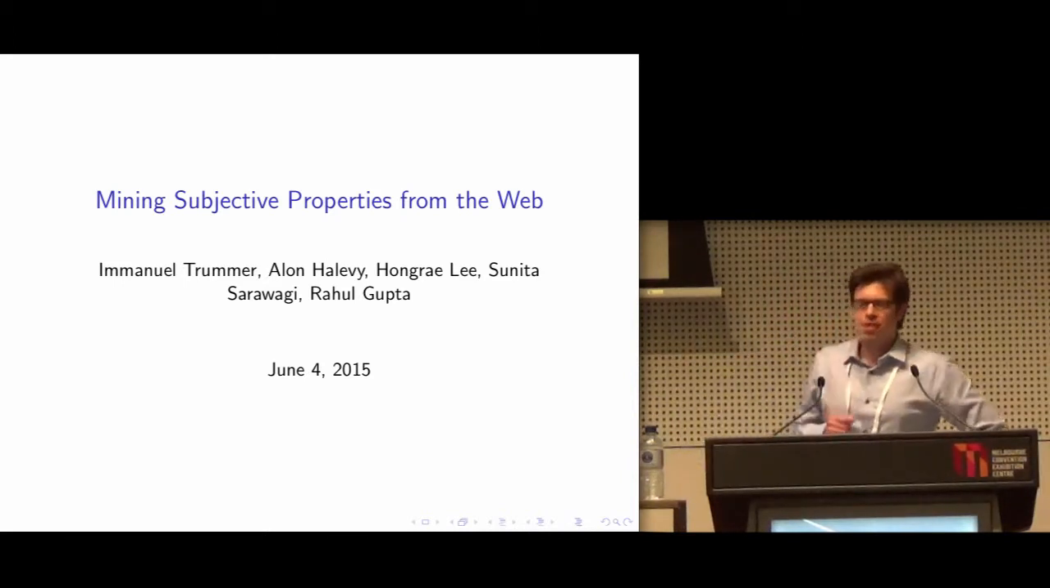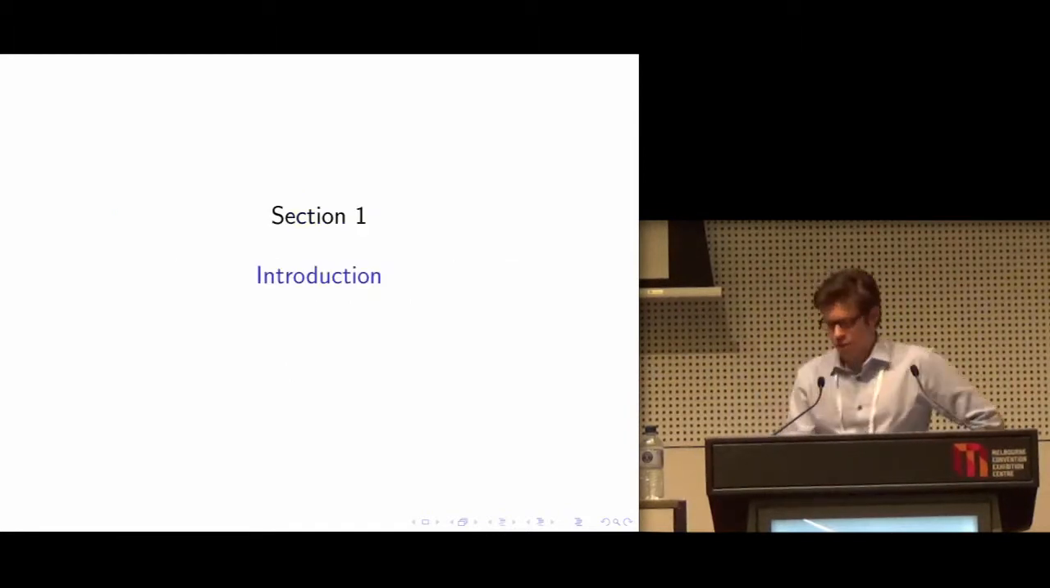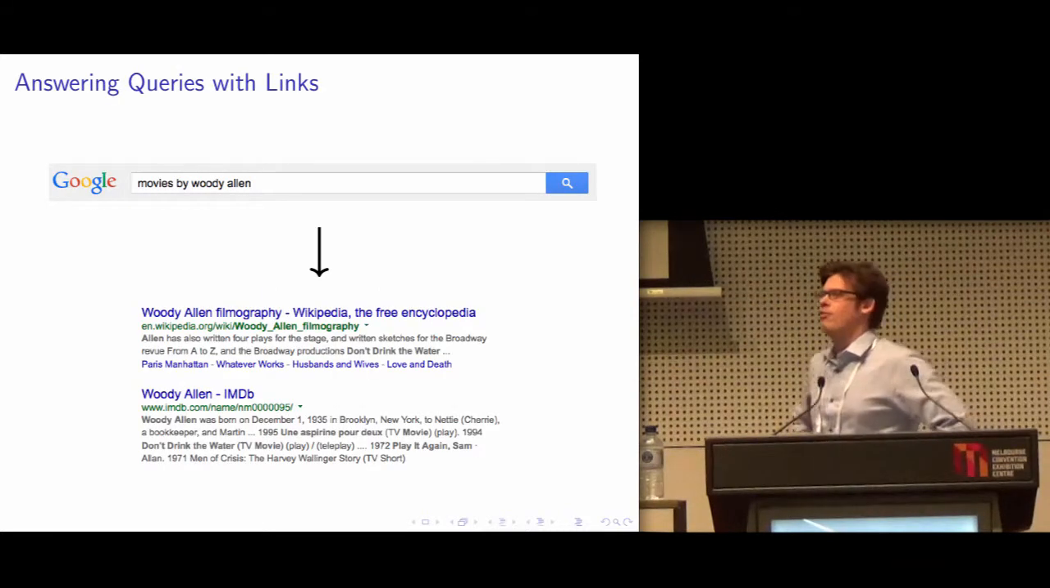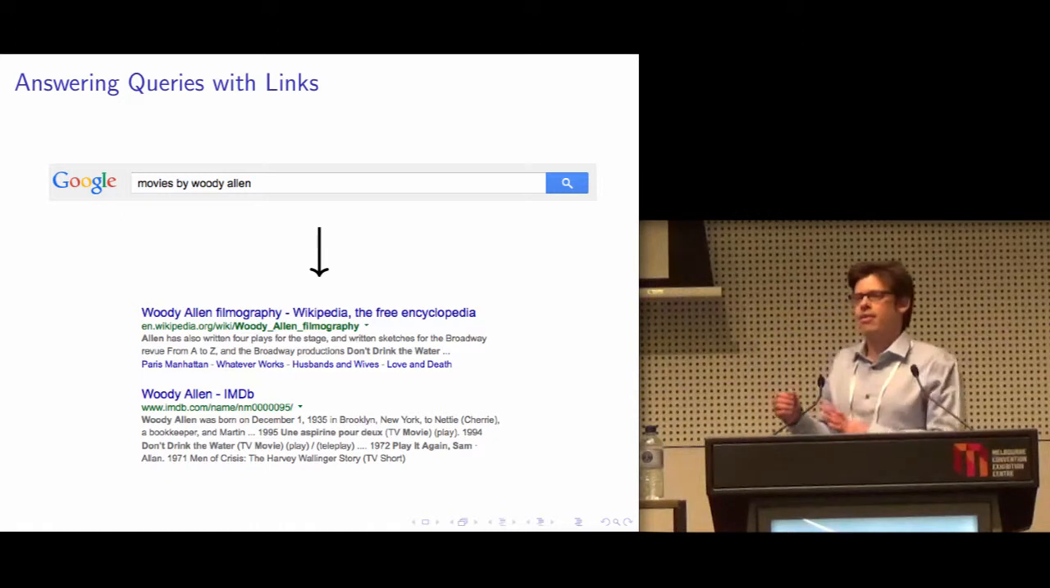And I'm going to talk about mining subjective properties on the web. Traditionally, if you enter a web query like movies by Woody Allen, then as a result you obtain a set of documents where you can find the answer to your query.